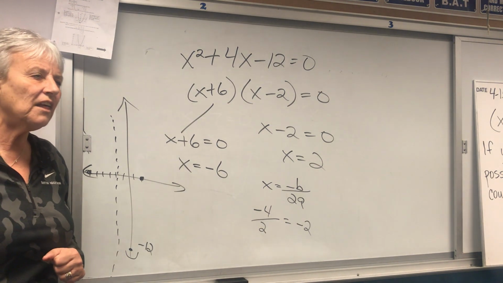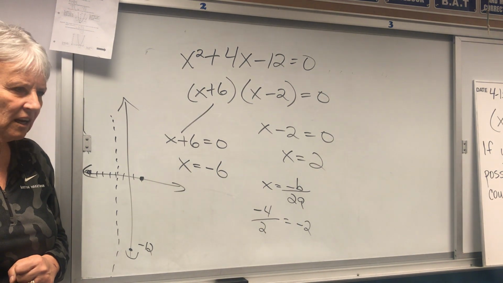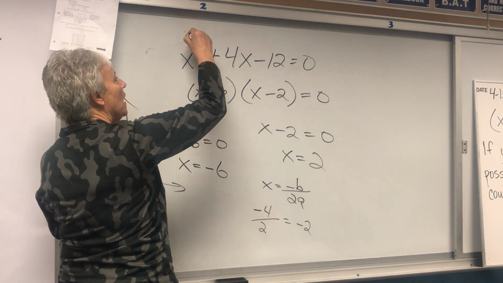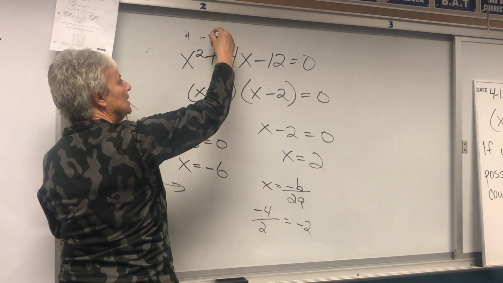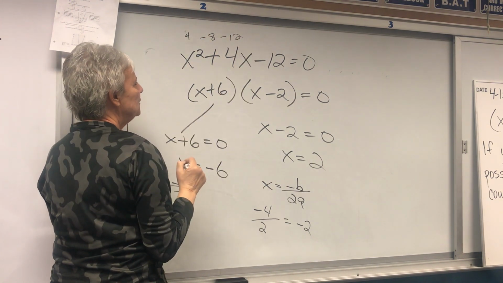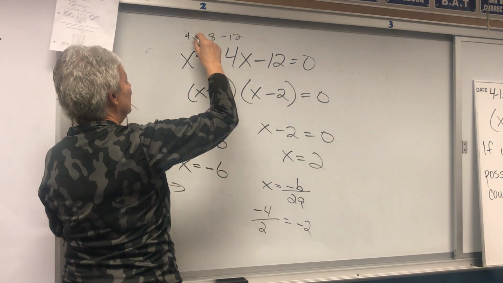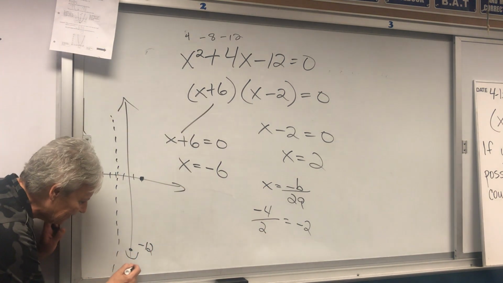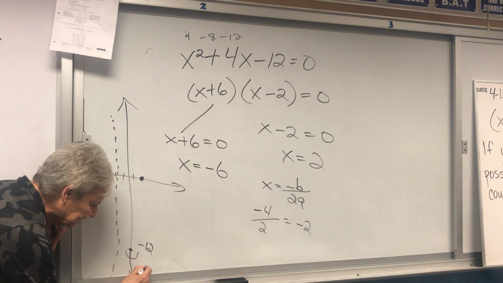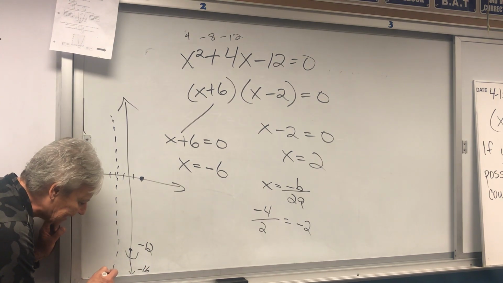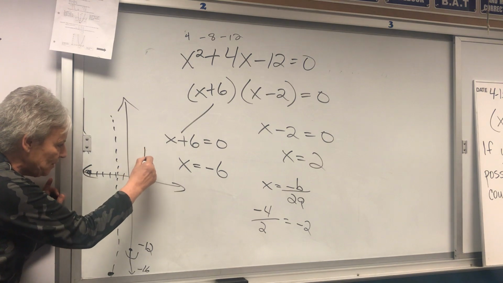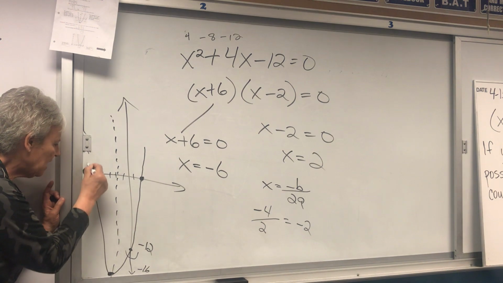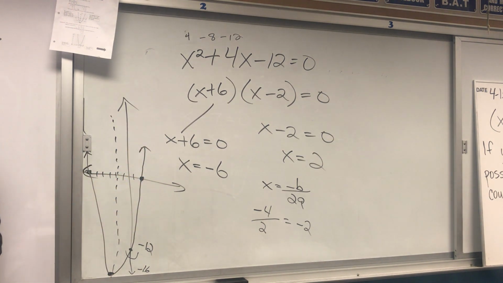How do I find the vertex? We plug negative 2 back in. So that's 4 minus 8 minus 12. Did I do that right? Yeah. That's negative 16. All right. So somewhere down here is negative 16, and there's our vertex. So we have a parabola that does this. I'm trying to set you up for story problems here.